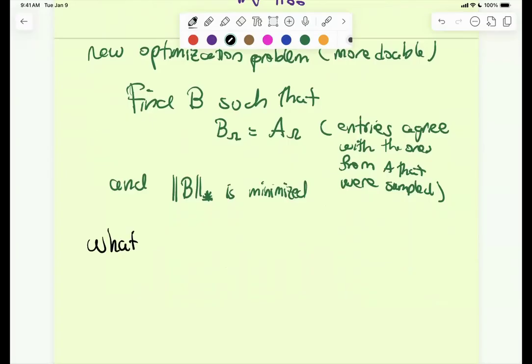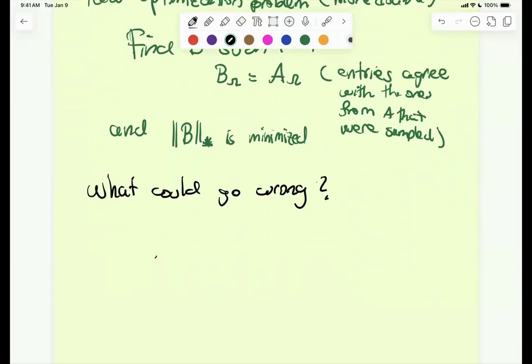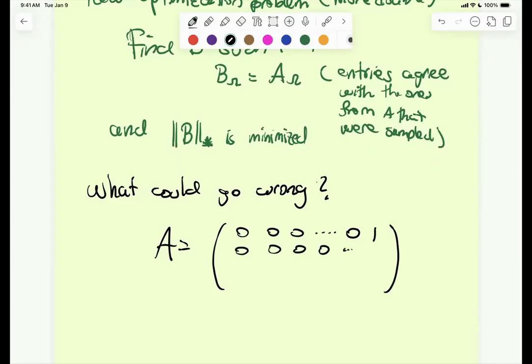So what could go wrong? Let's say the matrix that you had to begin with was just 0, 0, 0, 0, 0, 0, 1. There's just going to be one in the first row and last column, and zeros everywhere else. So this matrix is a bunch of zeros, except a one in the top right corner. So this is a matrix of rank one.